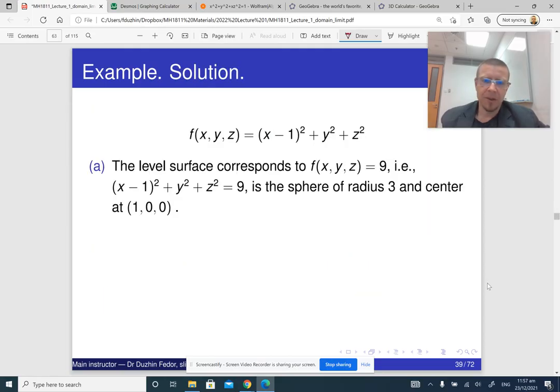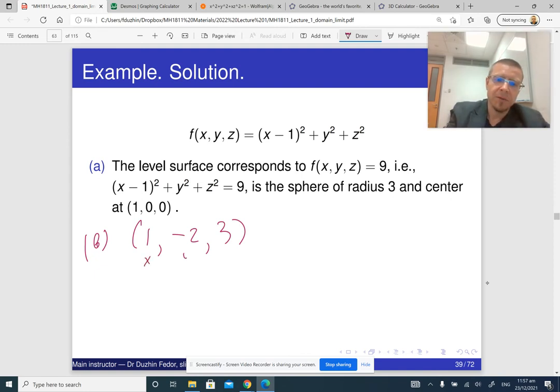Okay, now, so that was the first part. In the second part, the question is to find the level surface corresponding to a certain point, right? So in part B, the question is to find the level surface corresponding to the point (1, negative 2, 3), right? So we want to find the level surface that the given point belongs to, right? Which means that if we substitute 1 for x, negative 2 for y, and 3 for z, then we're going to get a correct equation, right?